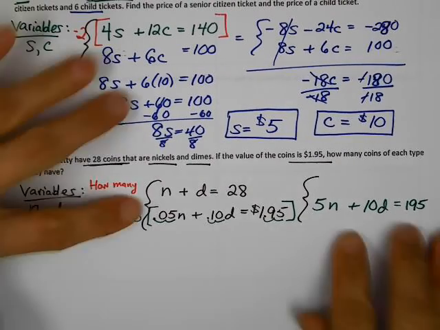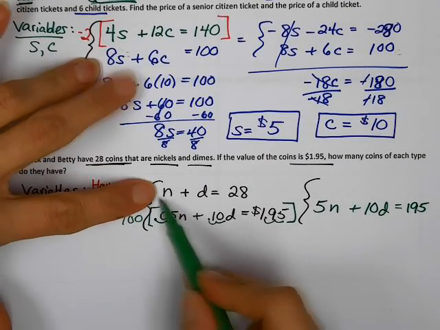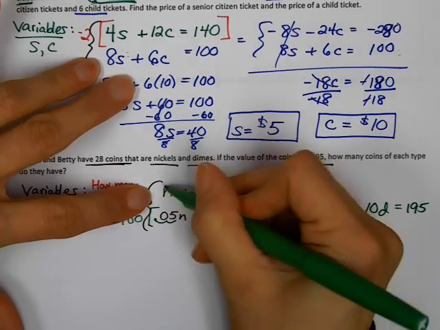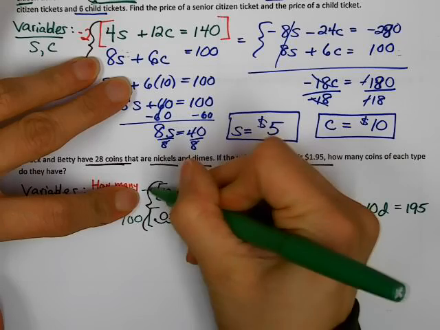Okay. Now to get something to eliminate, I think I'm going to multiply by -5 to get the N to eliminate.